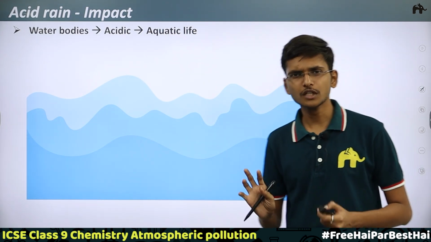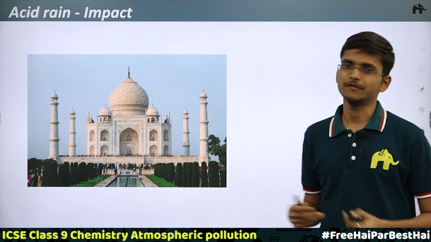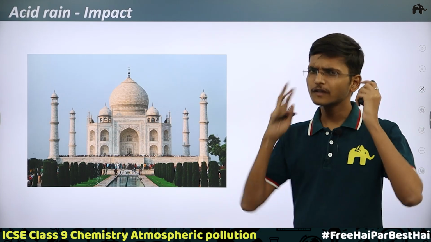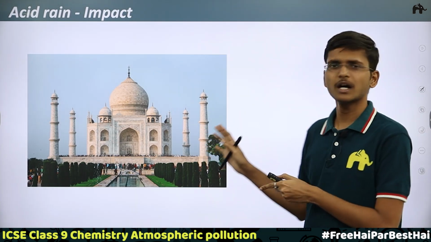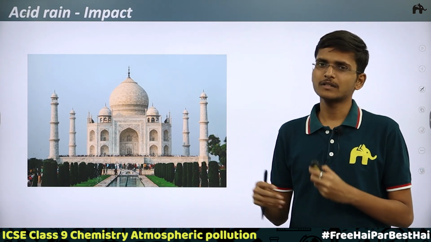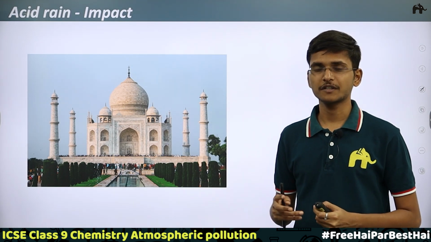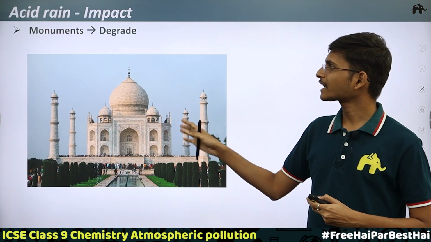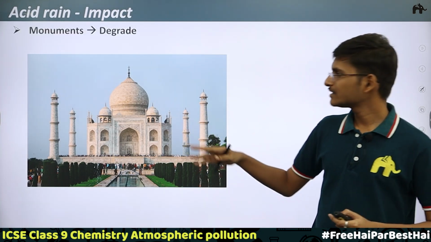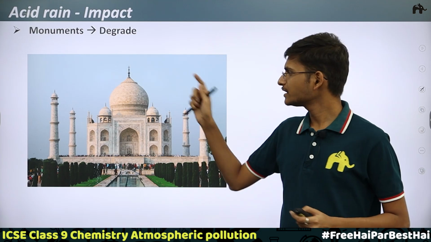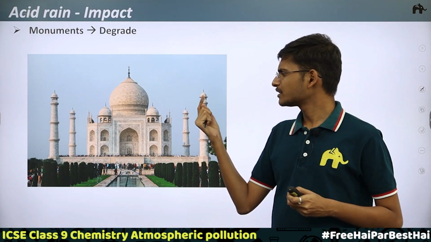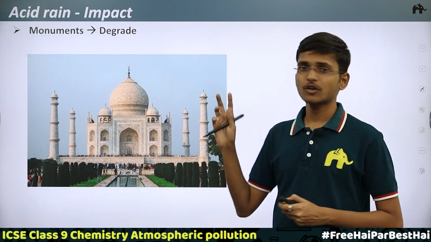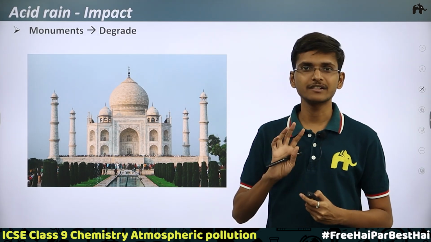Clear? So apart from this, we have heard from somewhere or the other that our Taj Mahal is definitely getting affected because of this acid rain. Why? Because it is such a beautiful monument, and here acid rain is affecting our Taj Mahal. It is changing the color of our Taj Mahal. So such monuments are also getting degraded because of the acid rain.